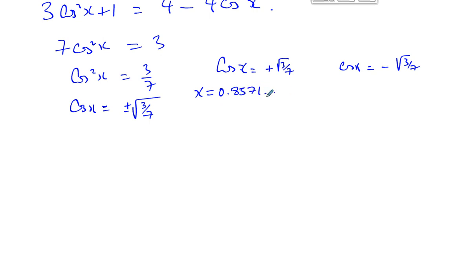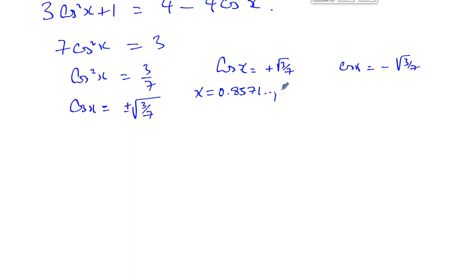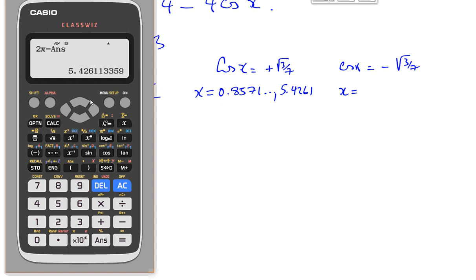Now that's one solution. For cosine, there's also another solution between 0 and 360, which is 360 minus this. 360 is 2 pi. So if I take 2 pi and subtract the answer I got, it should give me 5.4261. And the other solutions are found by doing the negative of the square root of 3 over 7.